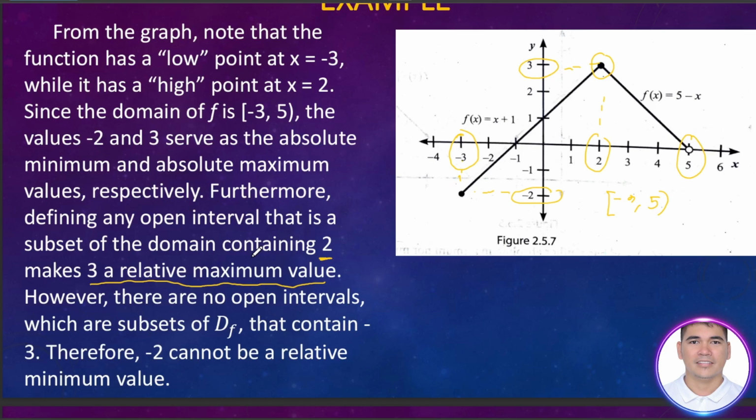However, there are no open intervals which are subsets of the domain of f that contain negative 3. Sa pikas nga side in terms of the relative minimum, wala tay value diha nga domain, subset of domain nga naay negative 3. Therefore, negative 2 cannot be a relative minimum value. So in this case, it's only 3 that can be the relative maximum value. But for negative 2, it cannot be, because the domain of the subsets does not contain it. So here we get the interval, and here we get the maximum and the minimum part.